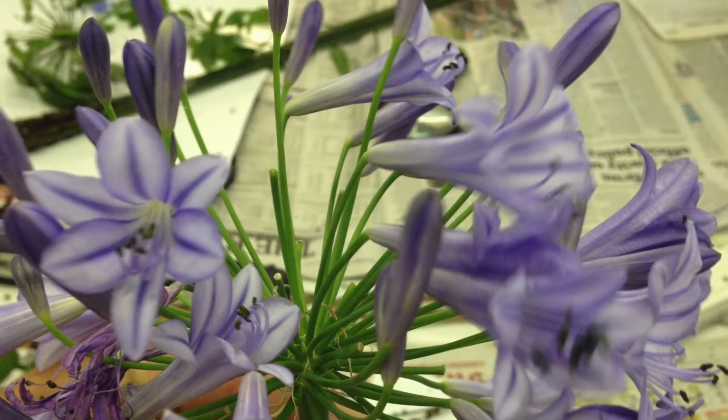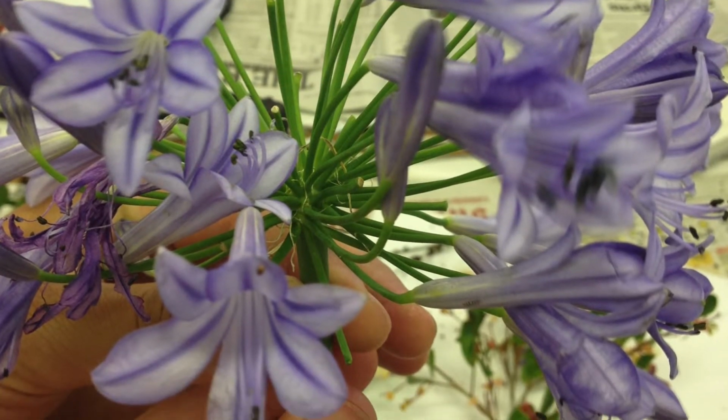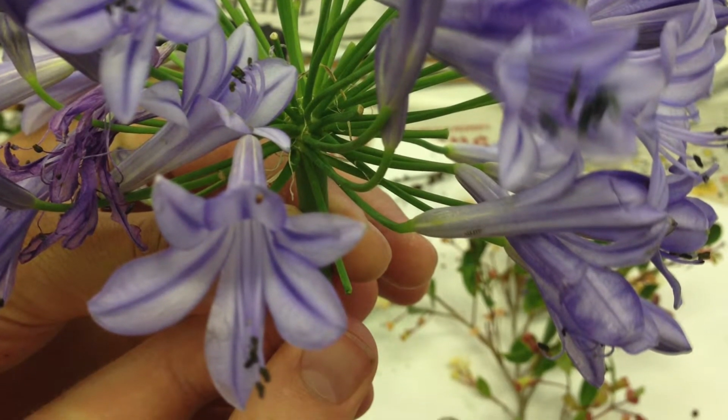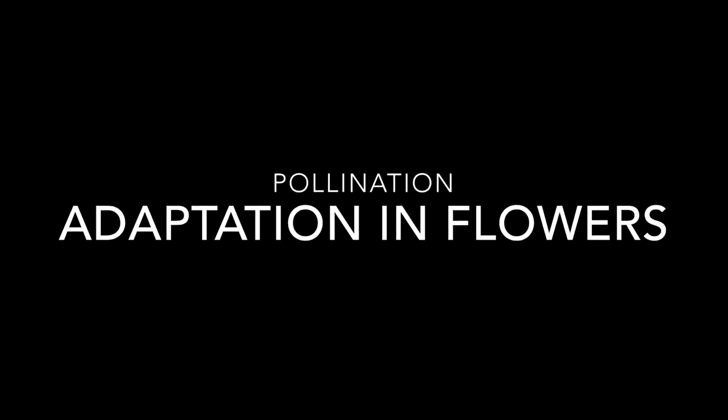Male gametes are found within the pollen produced by the anther of the stamen. The carpel is the female part which consists of the stigma, style and ovary. The ovules are found inside the ovary and are developed into seeds when fertilized. This process is called pollination, which is the transfer of male gametes in the pollen to the female stigma.